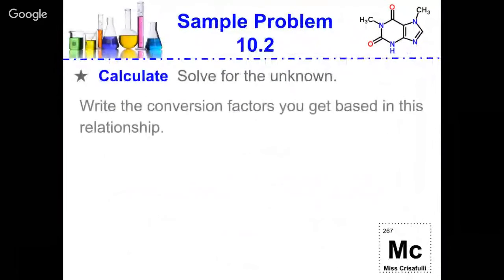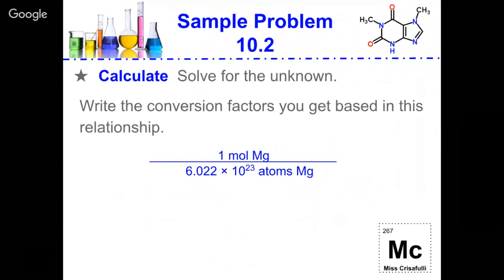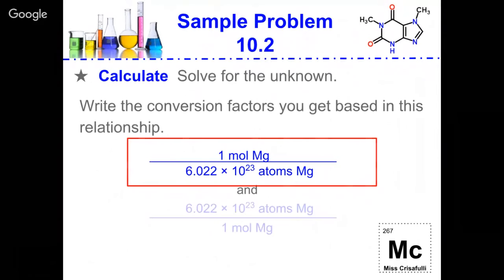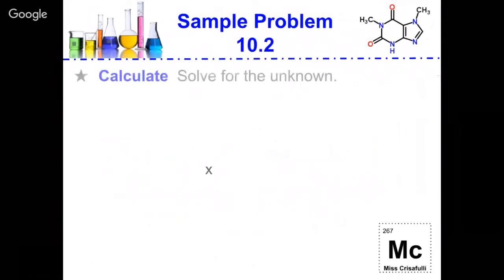So we're going to solve for the unknown. We're going to write the conversion factor so that you can get the right version of it to put into your dimensional analysis correctly. We can write 1 mole of Mg over 6.022 times 10 to the 23rd atoms of Mg, or we can write 6.022 times 10 to the 23rd atoms of Mg over 1 mole of Mg. We want the top one though, because we're starting off with atoms and we want to go to moles. So let's look at how we set this up.